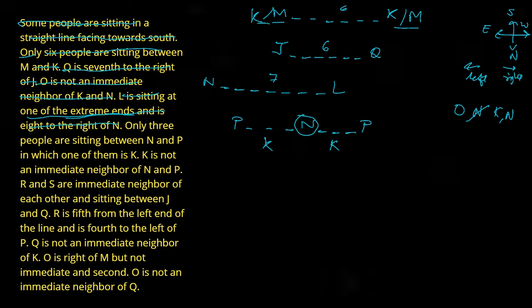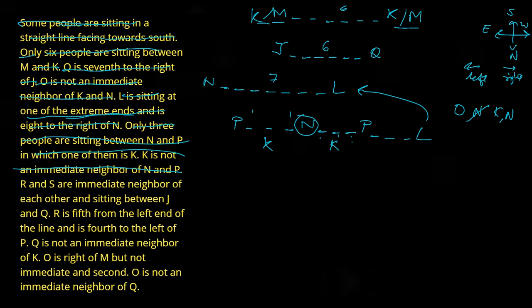So here 1, 2, 3, 4, 1, 2, 3, 4, 5, 6, 7 and L, which we get from here. Okay. Positions of P and K are not fixed, but once the position of either P or K is fixed, it will be fixed. K is in the middle since K is not an immediate neighbor of N and P. If it was either here or here, then it would be an immediate neighbor of either N or P.